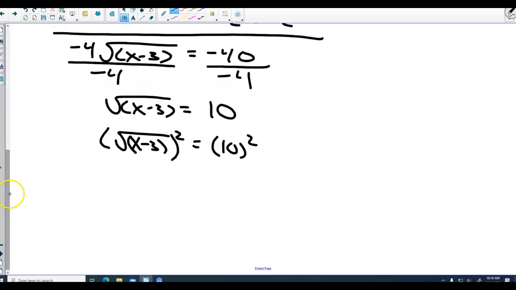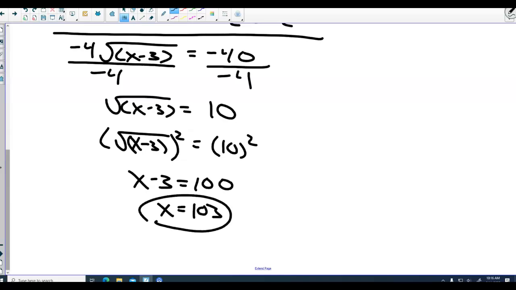Squaring the left side gets rid of the radical. X minus 3 equals 100. We add 3 to both sides and we get 103.